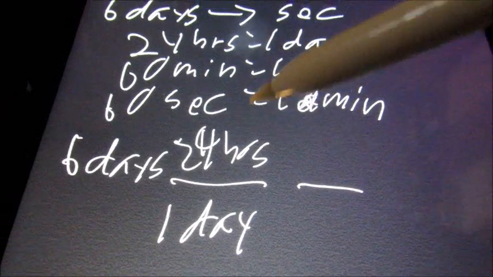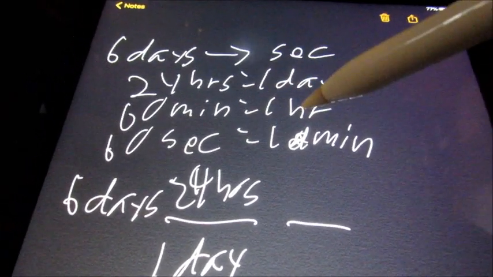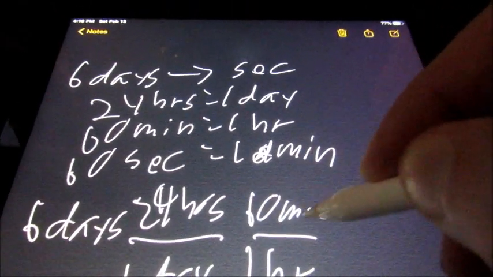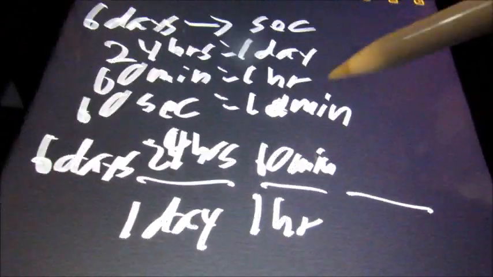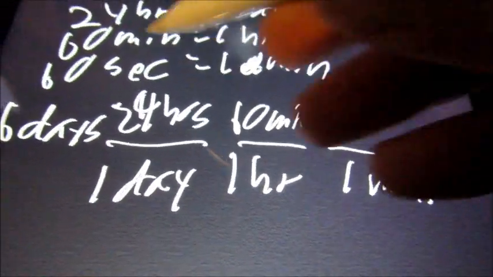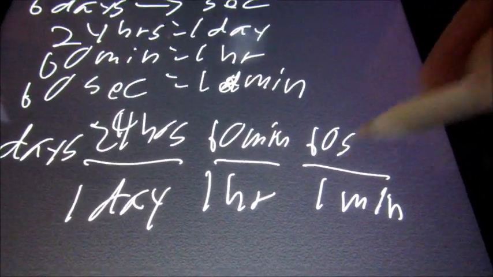Since we start with 24 hours on top, we need our hours on bottom. So 1 hour and 60 minutes. And now we have minutes on top, so we need them on bottom. So 1 minute under 60 seconds.